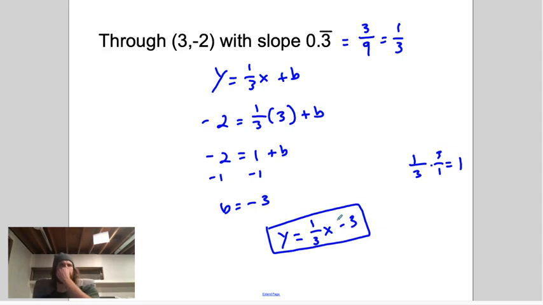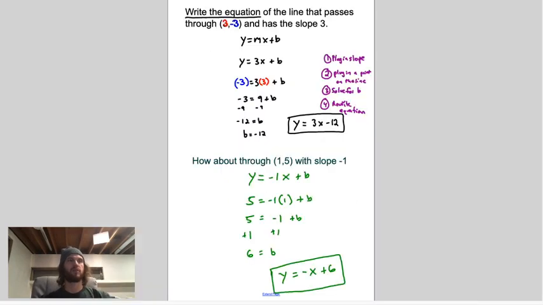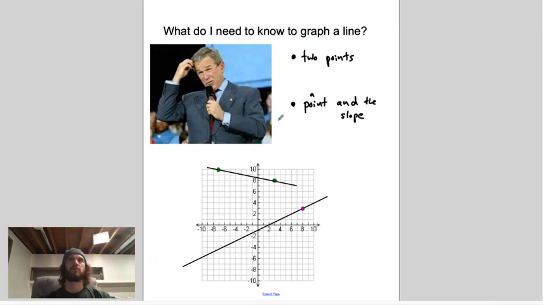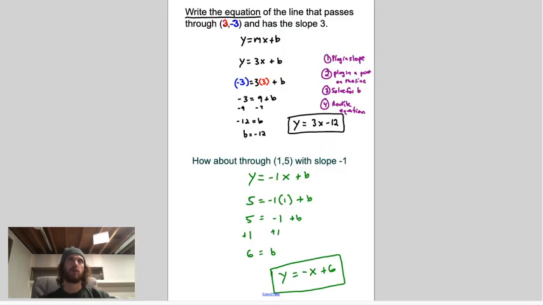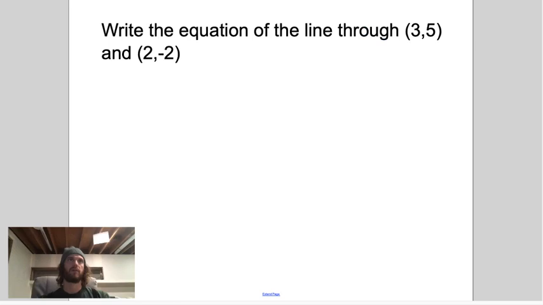Lots of fun. Hope I did that right. Super. Okay, let's go ahead and move on. So what we've just accomplished is solving for the equation with a point and a slope. Now we're going to tackle when you're given 2 points. Write an equation of the line through (3, 5) and (2, -2).